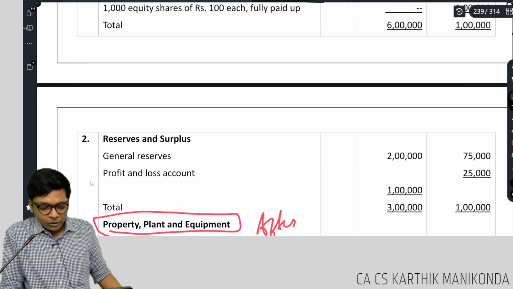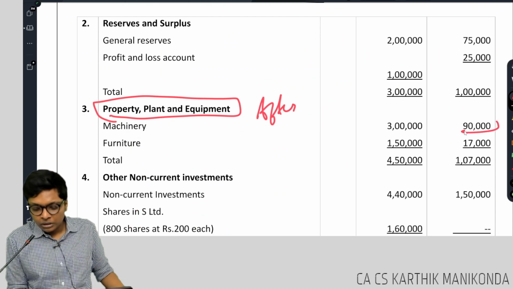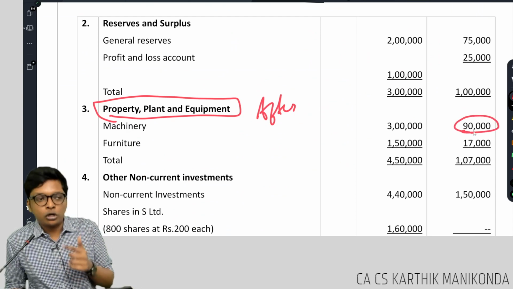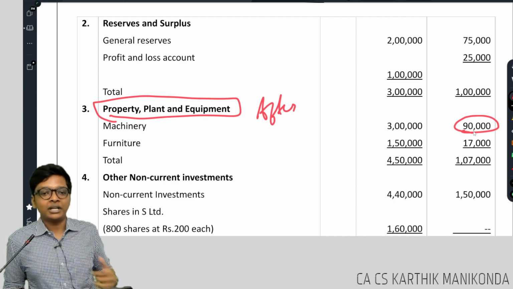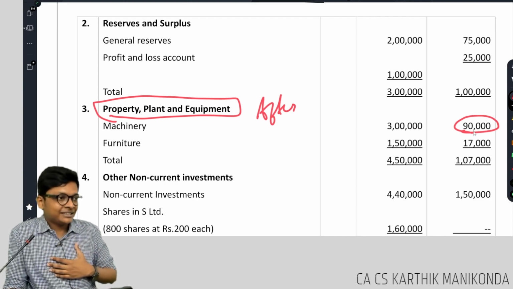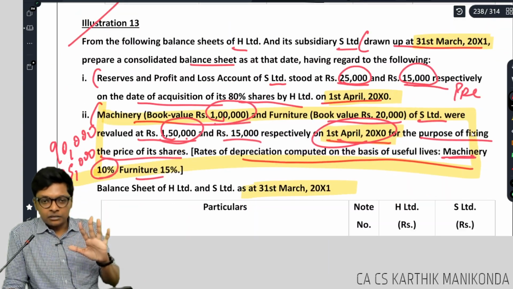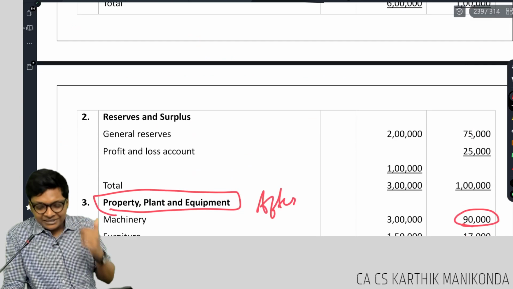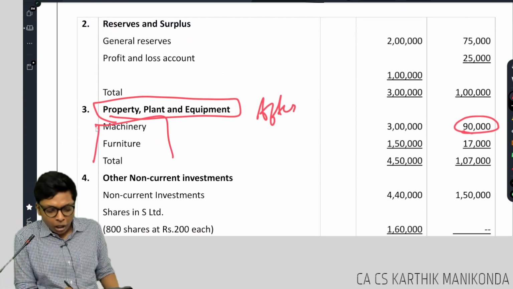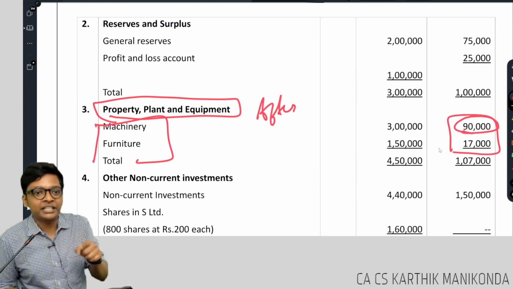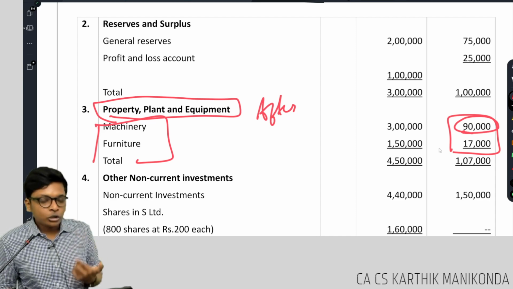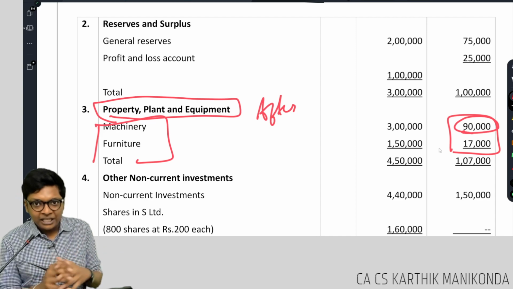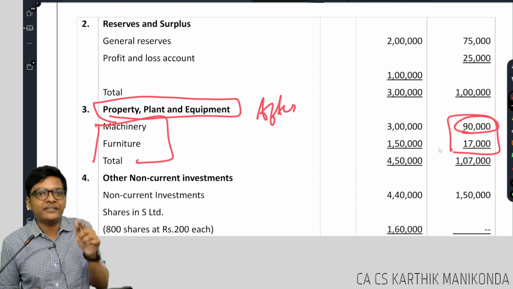Now come down, look at the book value. What is the book value? 90,000. That means revaluation is accounted or not accounted? Not accounted. Are you following, guys? Revaluation is done for the purpose of consolidation, for finding the price, but such a revaluation is not accounted in my balance sheet. So who should account for that? I have to account for it. At the time of consolidation, I have to make the necessary adjustments for revaluation.